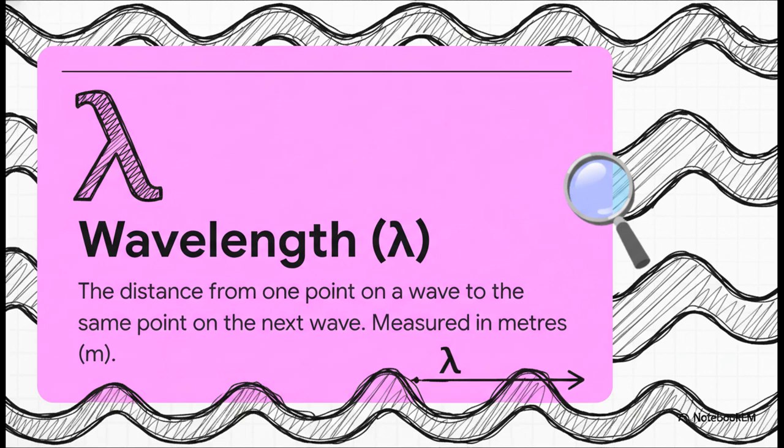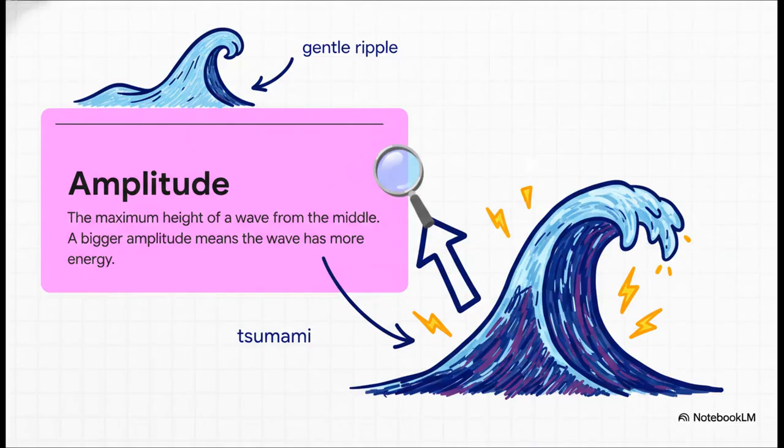First up, we have wavelength. Its symbol is that little Greek letter lambda, and it's exactly what it sounds like, the length of one complete wave. The easiest way to think about it is the distance from the top of one wave, the crest, to the top of the next one. And since it's a length, we measure it in meters. Simple as that. Next is amplitude.